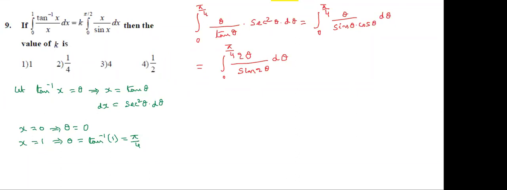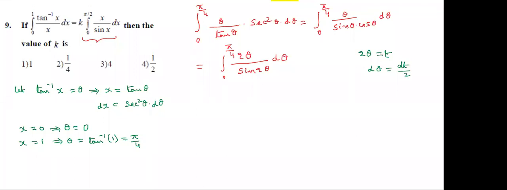So we want to convert it into the form like this. But in the numerator and denominator, x by sin x is there, but here 2 theta by sin 2 theta is there. So do one thing. Take 2 theta is equal to t. Then what is d theta? d theta is equal to dt divided by 2.